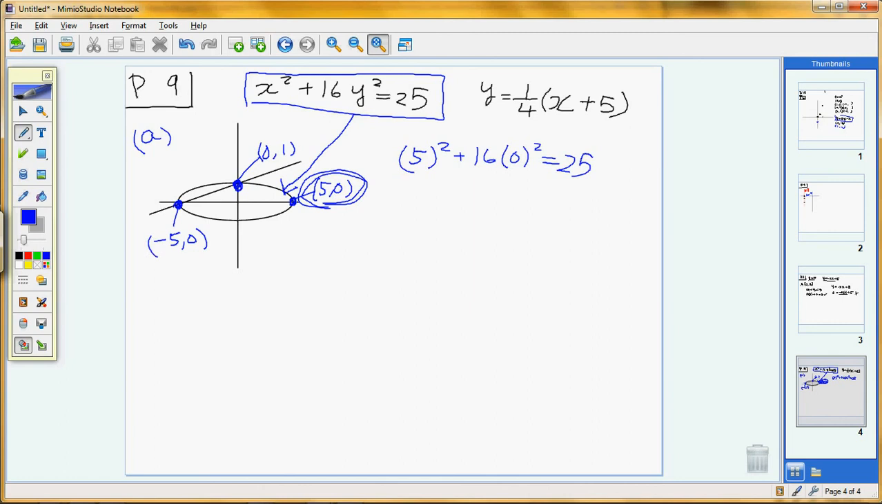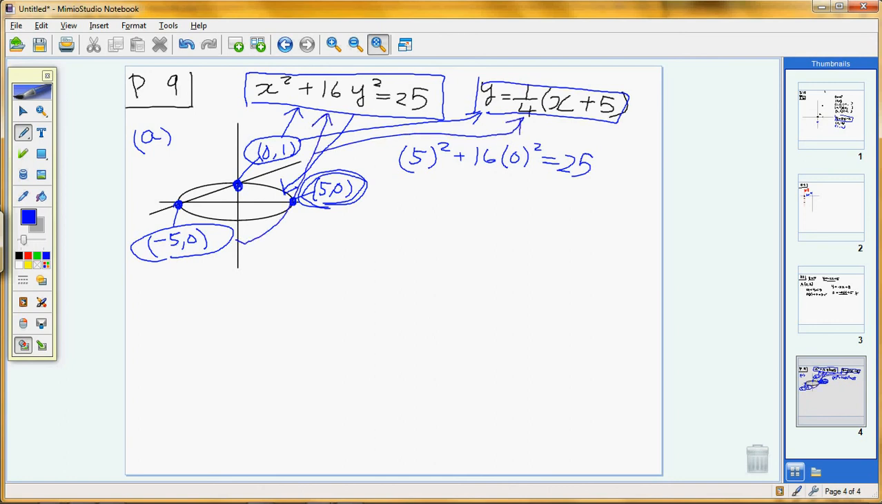So what I want you to do is make sure that this is actually the intersection point. You test this point in the first equation and the second equation, and it has to pass both tests to say this is the intersection point. I also want you to test (-5, 0) and do the same thing, plug in numbers for the first equation and the second equation, and show me that (-5, 0) passes both tests. Okay?